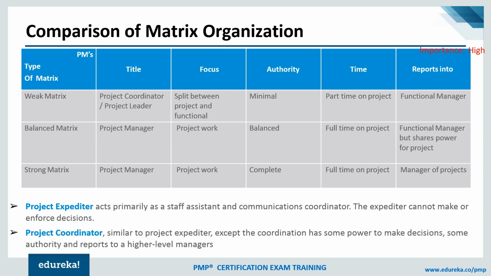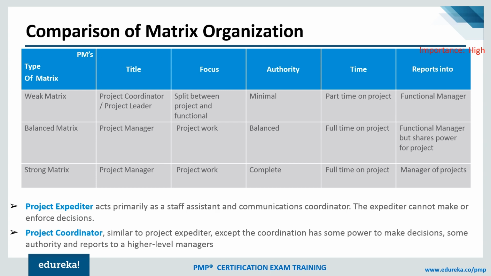You can see the title in the weak matrix can be a project coordinator or the project leader, and the focus is split between the project and the functional. That person will continue to do his or her functional work, the work specific to that department. At the same time, there would be some additional work coming from the project, and the project coordinator or manager will have very little, minimal authority. The time spent on the project will also be part-time. And in this kind of organization structure, the project manager will always report to the functional manager.